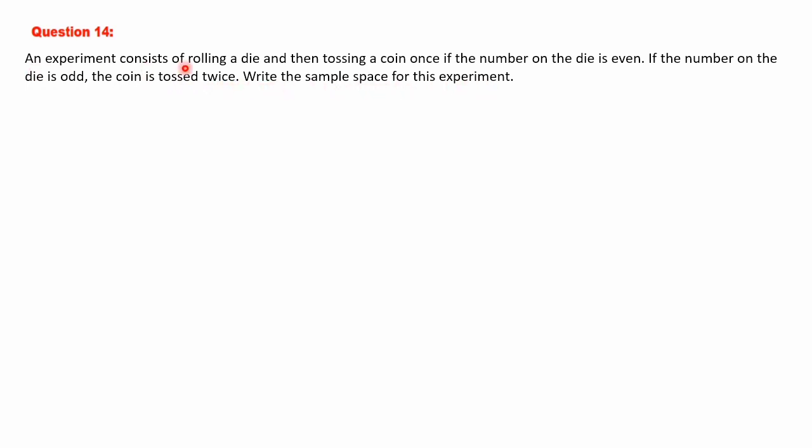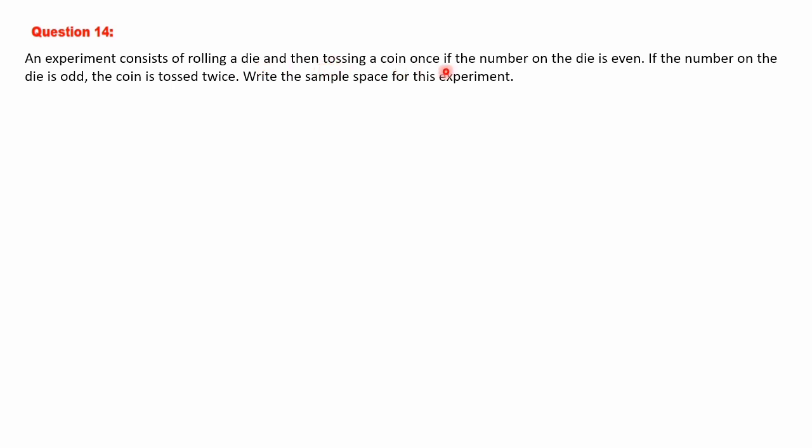Here an experiment consists of rolling a die and then tossing a coin once if the number on the die is even. Let's go through the question in detail. An experiment consists of rolling a die. Rolling a die means you will have 6 options, 1, 2, 3, 4, 5 or 6. You will get 6 outcomes. And by observing these 6 outcomes only you are deciding what to do next.